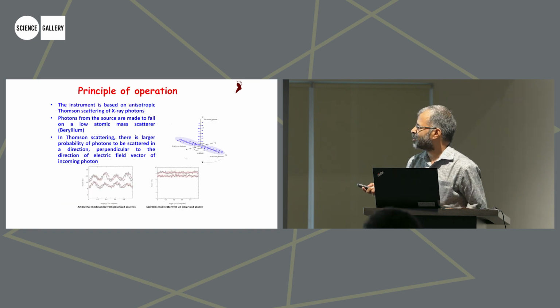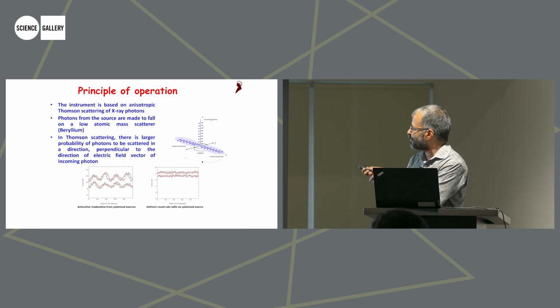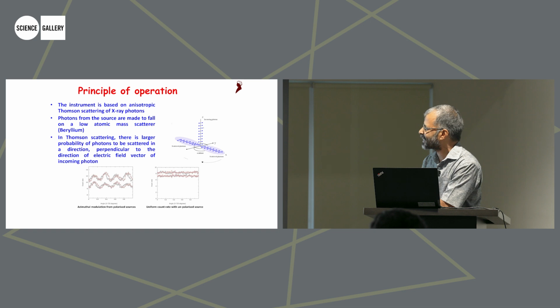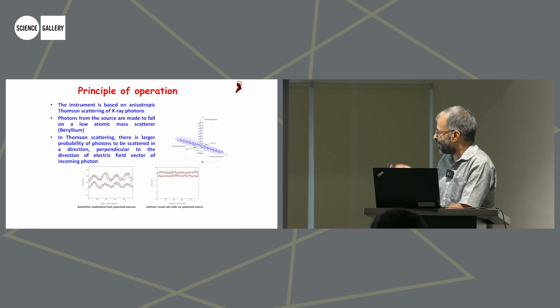Now let us see the principle of operation. This instrument is based on anisotropic Thomson scattering of X-ray photons. When X-ray photons fall on a scatterer, they get scattered. Photons from the sources are made to fall on a low atomic mass scatterer, in our case beryllium. In this scattering, there is a larger probability of photons being scattered in a direction perpendicular to the direction of the electric field vector of the incoming photon. Here you see azimuthal modulation from polarized sources. If polarized photons are coming, we will see a modulation in the photon count. If modulation is not there, then it is a uniform count rate with an unpolarized source.